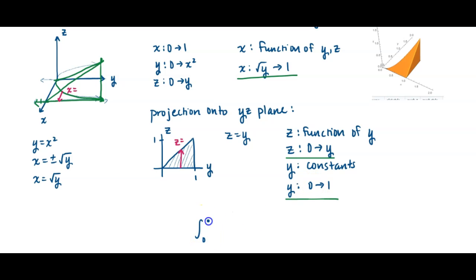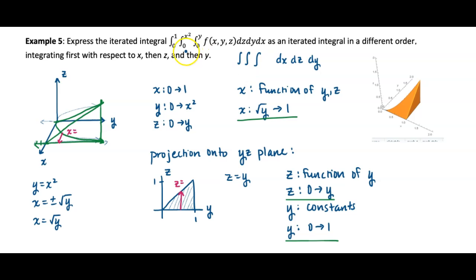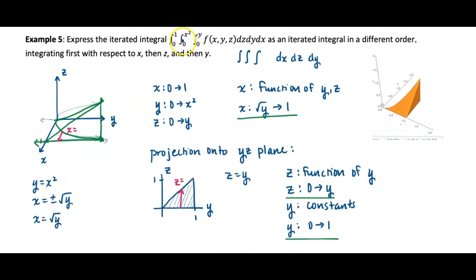Starting with our constants, going from 0 to 1, then to our function of one variable, so from 0 to y, and then our function of two variables, so root y to 1, where this is that mysterious function of x, y, and z. And we know this referred to x, so dx. These bounds referred to z, so dz. And finally, these bounds referred to y, so dy. And this is our integral, and you see how the bounds are just a little bit different than what we started with.